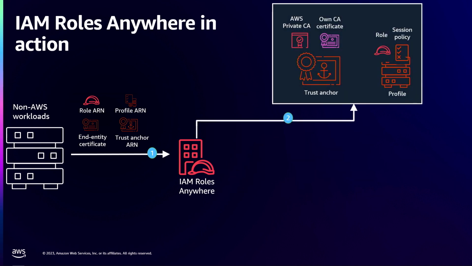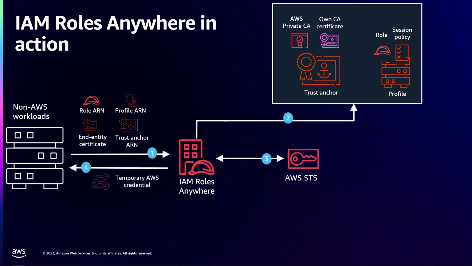Roles Anywhere validates the signature that was generated from the private key attached to that certificate. It verifies that the certificate was in fact issued by the trust anchor and not revoked. It reads the profile to get any session policies to attach to the role. It then calls STS AssumeRole on your behalf, and returns those credentials to the compute.